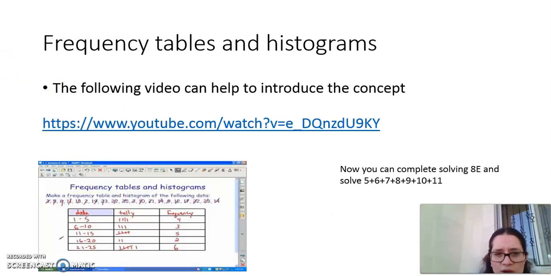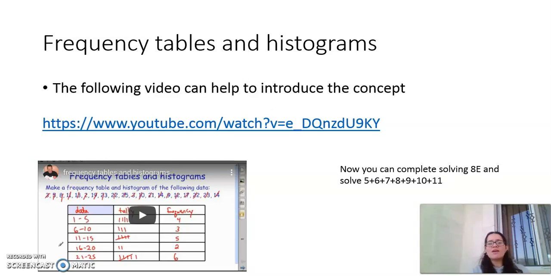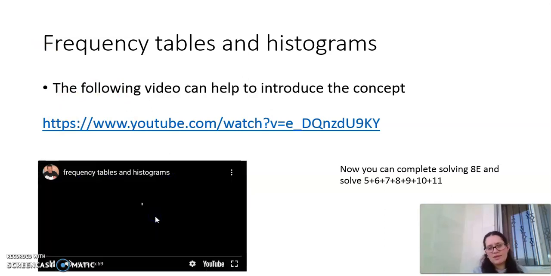The following video can help to introduce the concept. If you can't view the video, you can easily copy the link to your YouTube page, and then you can view it easily. Listen, guys.